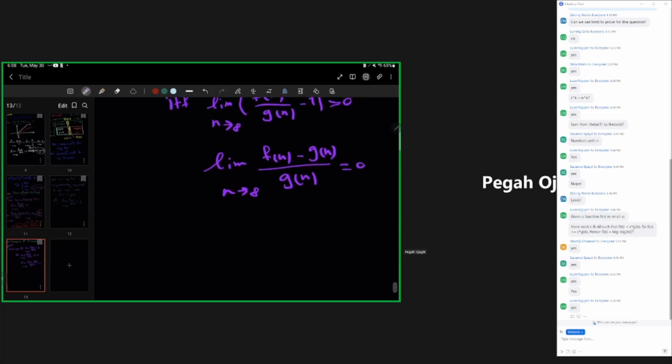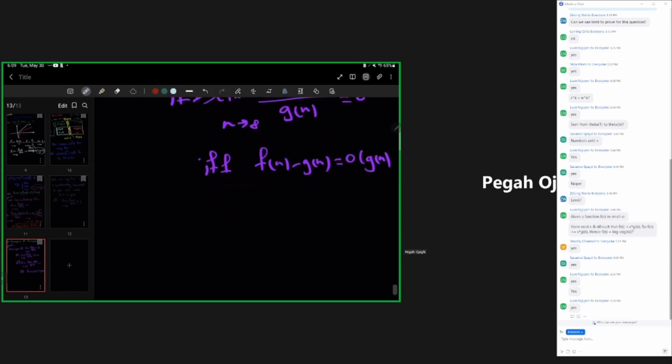So what does that mean? This is going to mean that this is the definition. This is f of n, this is g of n, so this is if and only if. What is that? It's going to be f of n minus g of n is a small o of g of n, because the limit is equal to 0, meaning the first part divided by the second part is a small o. So this shows that f of n is equal to g of n plus a small o of g of n.